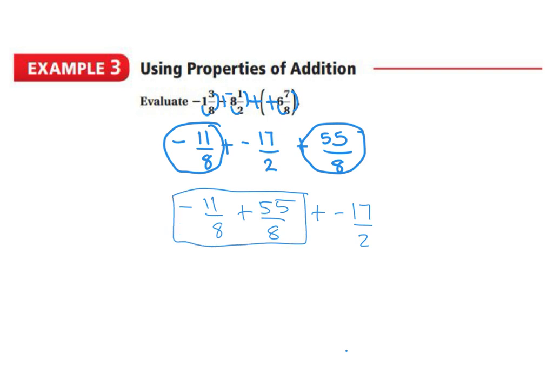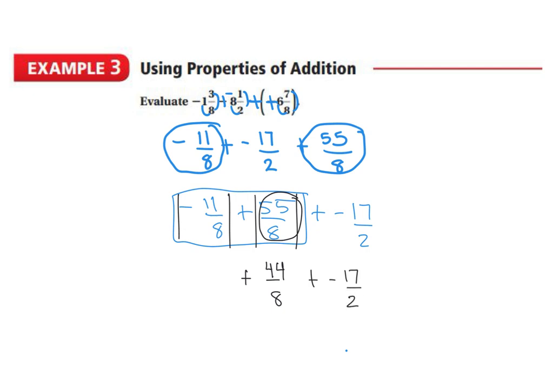So let's just look at this part. Negative 11 plus 55. We would take the absolute value of both. The absolute value of 55/8 is greater, so I know my answer is going to be positive. I know my denominator stays as 8, and 55 minus 11 is 44. Then I can add the negative 17/2 to that.